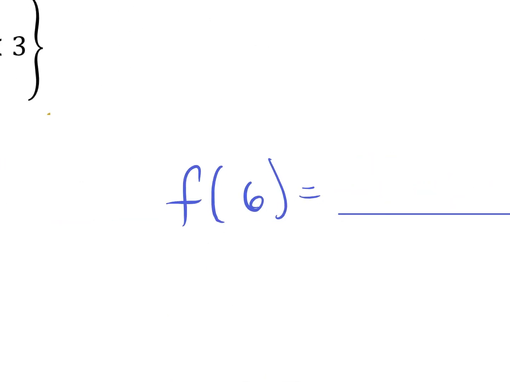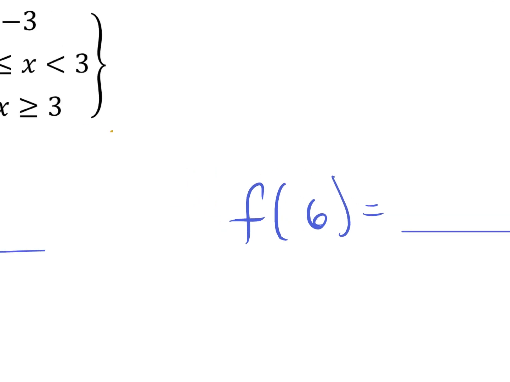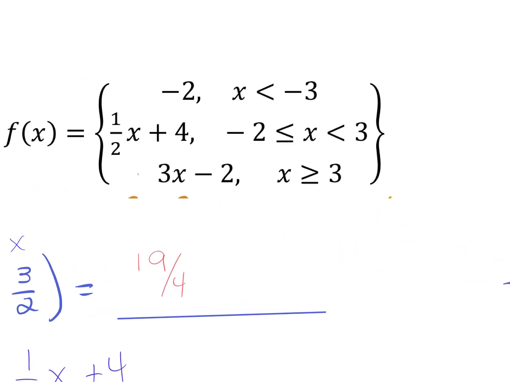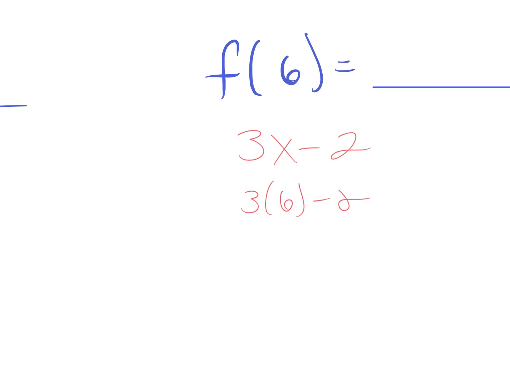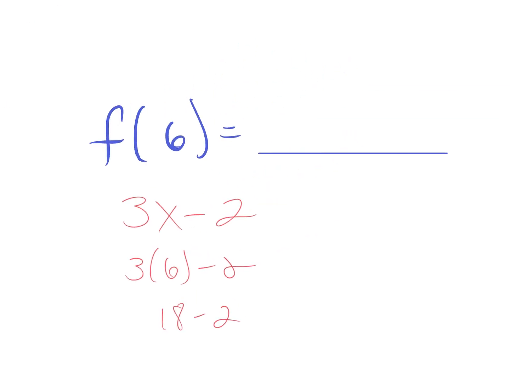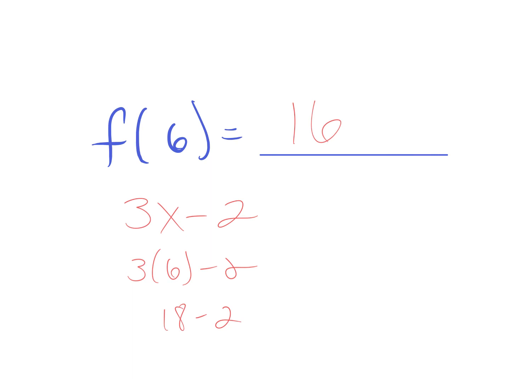Same thing over here. 6. Well, where does 6 fall? Which equation does 6 fall into? The last one, 3x minus 2, because it's greater than 3. Good. So I have 3x minus 2. So I'm going to say 3 times 6 minus 2. What's 3 times 6? 18, and 18 minus 2 is? So f of 6 is 16.